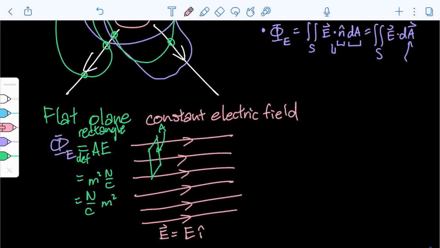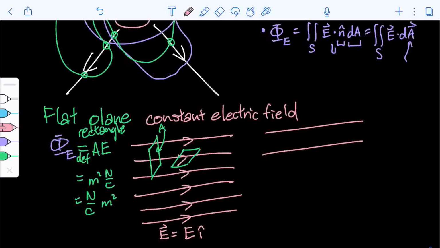Now, it turns out that just giving the area and giving the electric field strength actually isn't enough to determine what the electric flux is. Because the thing is, rectangles can be tilted. And if you tilt a rectangle, the amount of electric field lines going through it changes. So somehow we need to incorporate the angle into play.